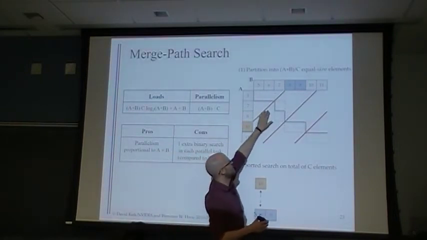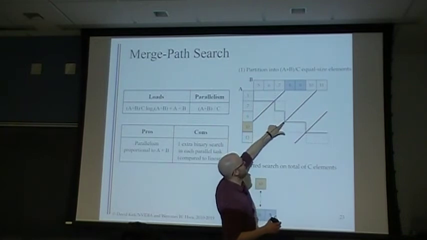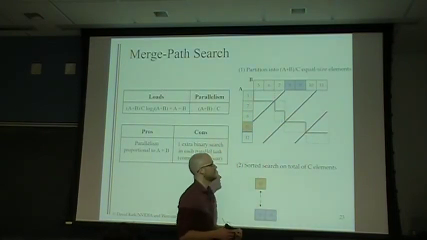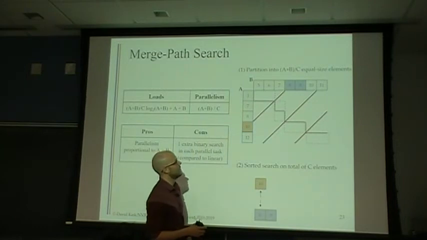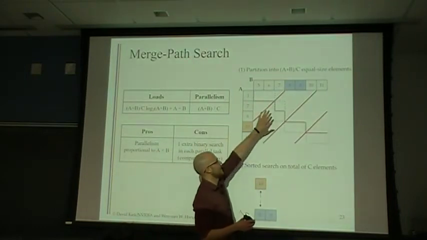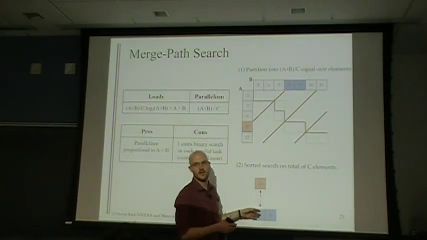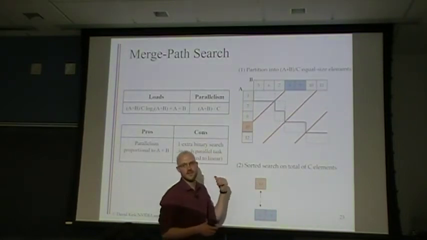So basically what you do is you figure out where these points are, and then, for example, from this point, I need to look at this chunk, so it's these 2 elements from A and this 1 element from B. And so this thread will just be looking at those 3 elements, and then you can do a sorted search on these however you want, from any of the previous methods that I talked about.